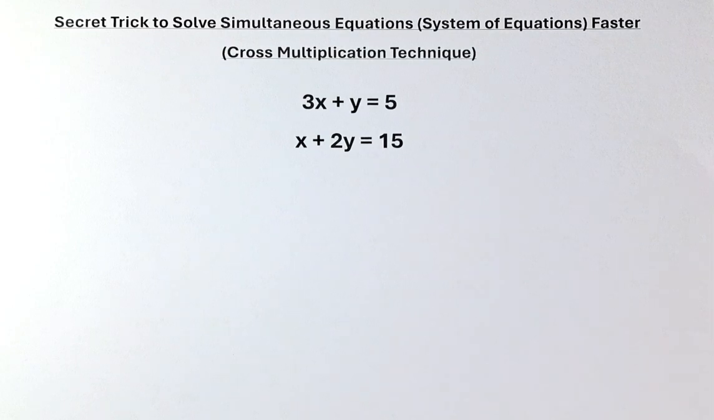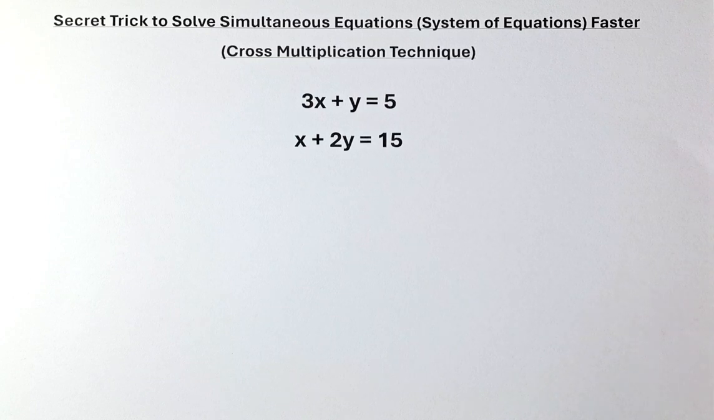So we have two equations and two unknowns, x and y, and we need to know the value of x and the value of y. The two equations are 3x plus y equals 5, that's equation 1, and x plus 2y equals 15, that is equation 2. In this technique, you do not need to eliminate, you do not need to substitute, you are going to use a simple trick to solve this question.